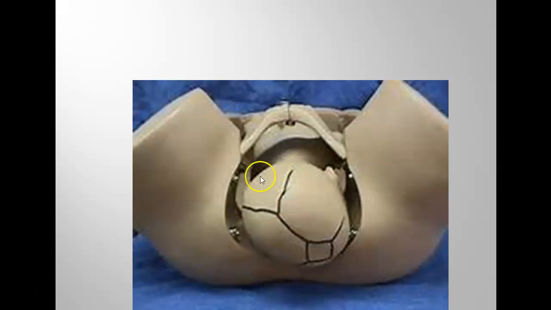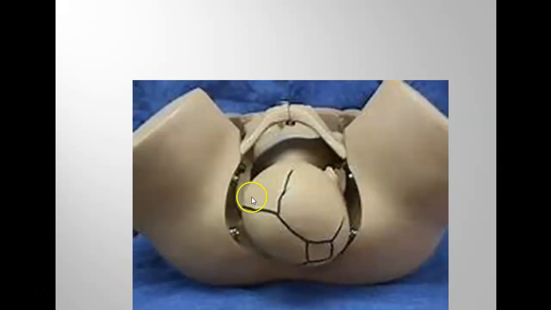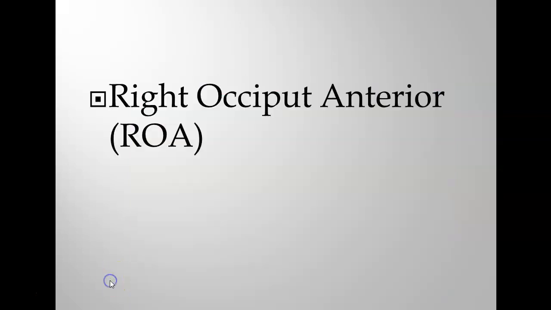Now in this position, here is our occiput, right? This is mom's right side of her pelvis, her right leg, and her left. So if we look at the answer for this, this would be the right occiput anterior. And if we go back and look, the occiput is toward the right side of her pelvis. It's toward the anterior or the top of her pelvis, and this is the occiput. So this is where we get the ROA.